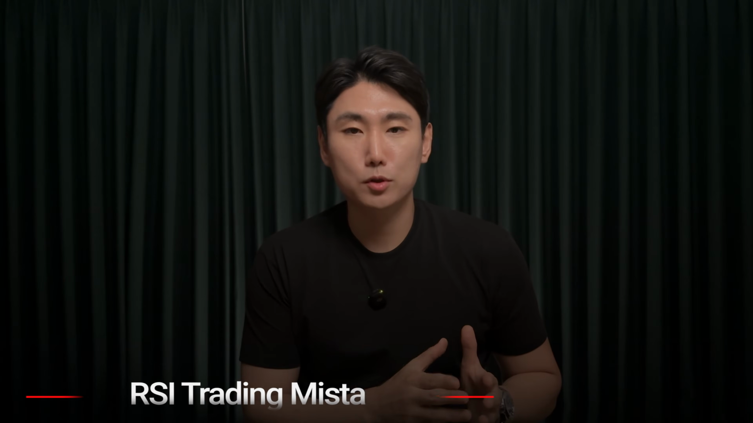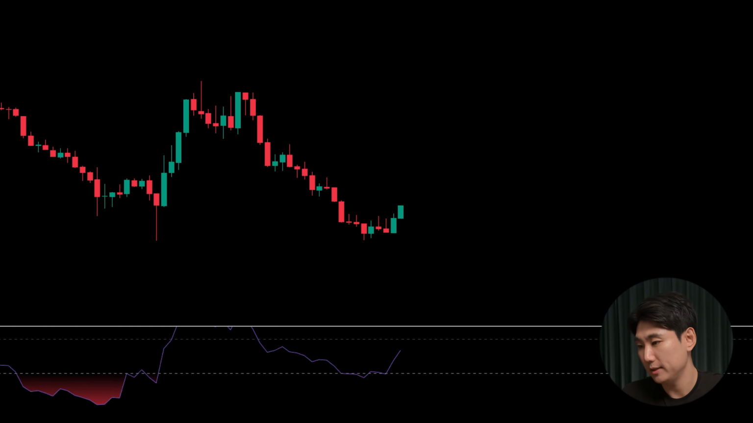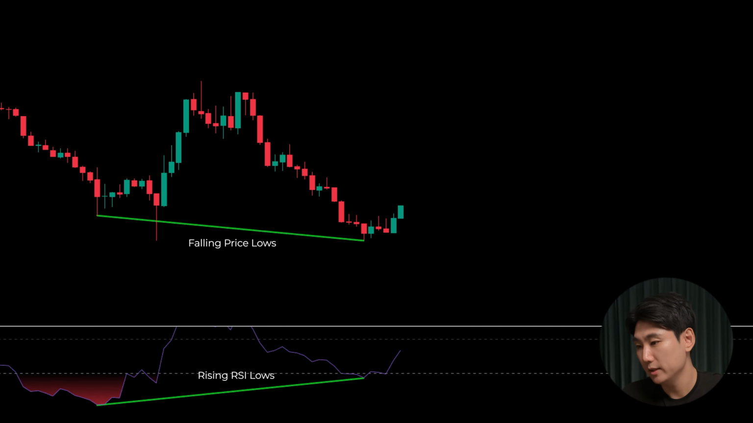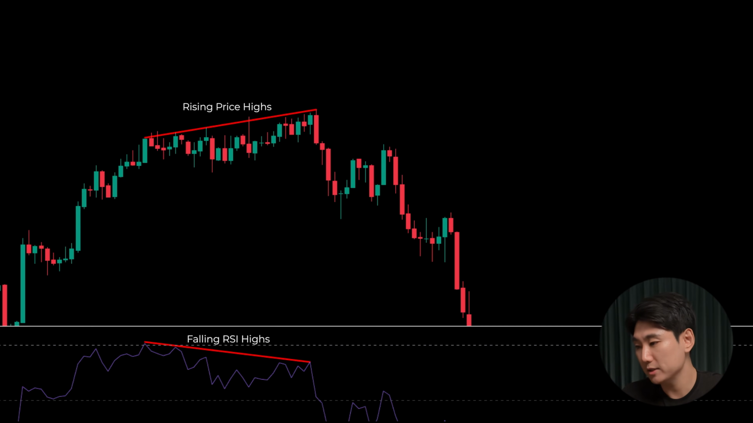How do most people use RSI when they trade? Most traders use divergence. RSI divergence means this: price makes lower lows, but RSI makes higher lows. That's bullish divergence. And when price makes higher highs, but RSI makes lower highs, that's bearish divergence. There are many types of RSI divergence, but this is the most common one. Most people blindly trust this divergence. I did too. This is the first misconception that drained my account fast.